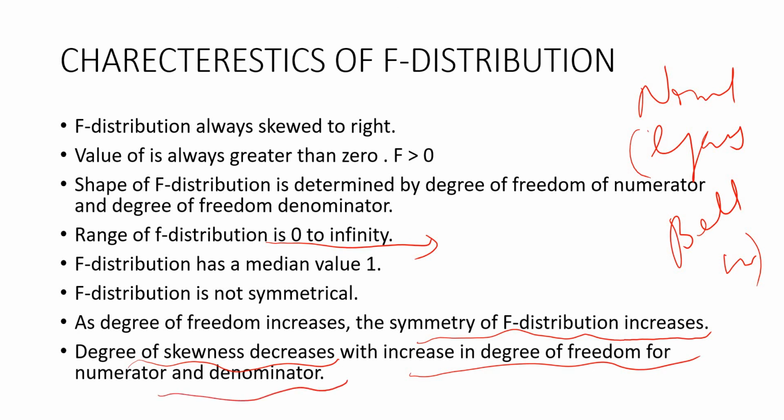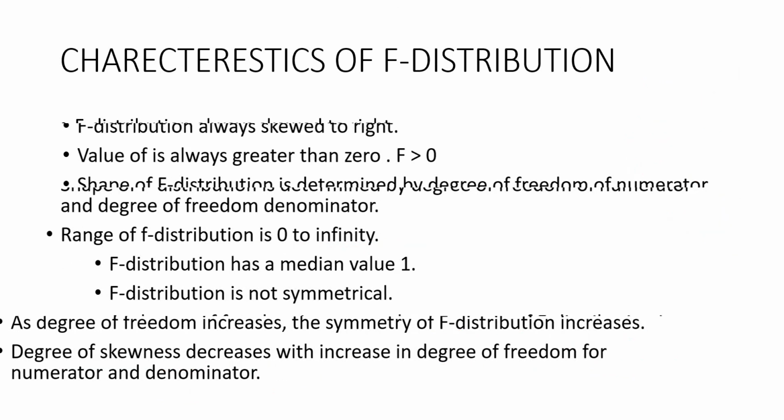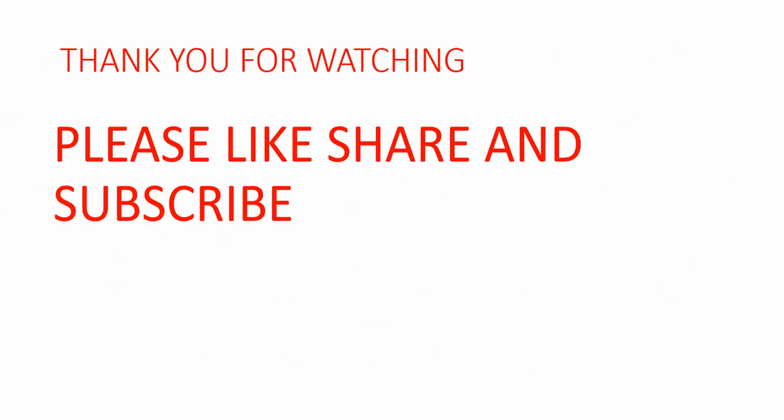You got the point? So that's what. The degree of skewness decreases with increase in degree of freedom. The symmetry of F distribution increases with degree of freedom. That means the degree of freedom is directly proportional to the symmetry, and the degree of skewness is inversely proportional to the degree of freedom. That's all about F distribution.